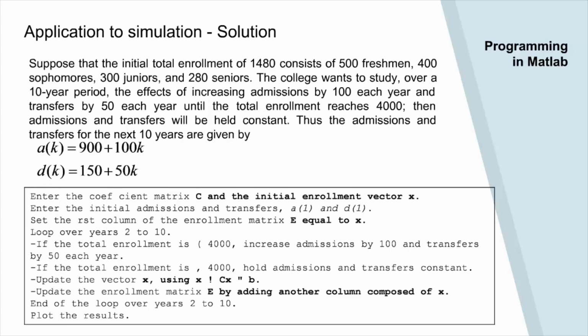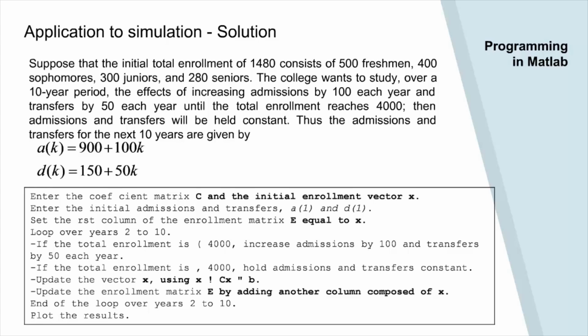So there is a pseudocode written for solving this problem. The enrollment matrix E is a 4 cross 10 matrix whose columns represent the enrollment in each year. So the first step is to have the coefficient matrix C and the initial enrollment vector X. Then we need the initial admission and transfers, that is A(1) and D(1). Then we need to set the first column of the enrollment matrix E equal to that of X.